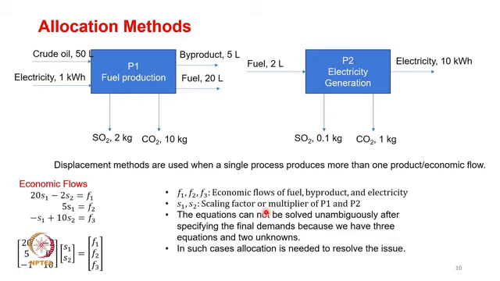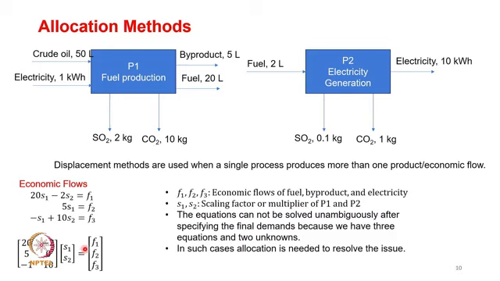S1 and S2 are the scaling factors or multipliers of P1 and P2, which concern your production 1 and production 2. Now what is the problem? You can't solve these equations unambiguously, because after specifying the final demands, we have 3 equations here and 2 unknowns. There are multiple solutions. So how do we fix this? You will have to do certain allocation to fix this issue.